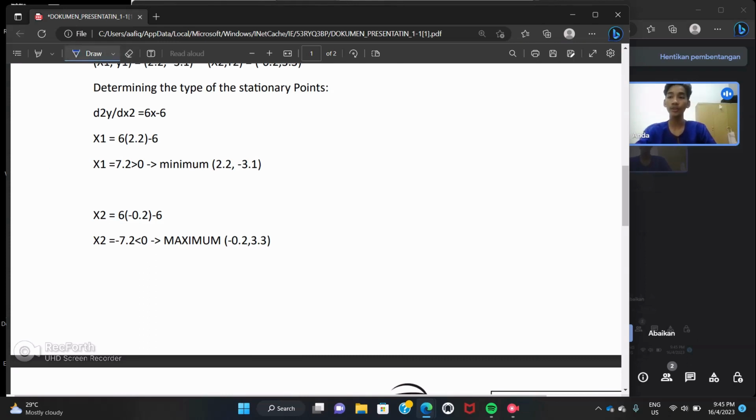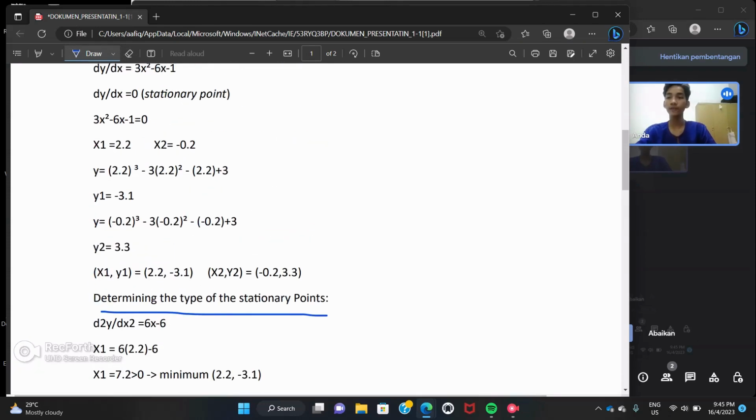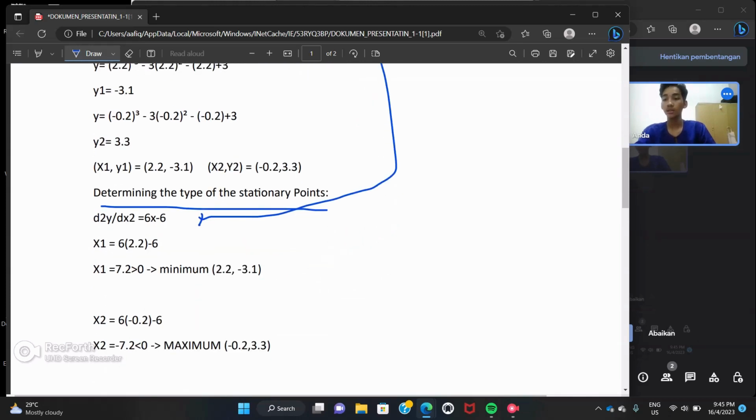So, I will show you how to determine the type of the stationary point. First of all, you need to take the first derivative, which is dy/dx equals 3x^2 minus 6x minus 1, to become the second derivative, which is d2y/dx2 equals 6x minus 6.